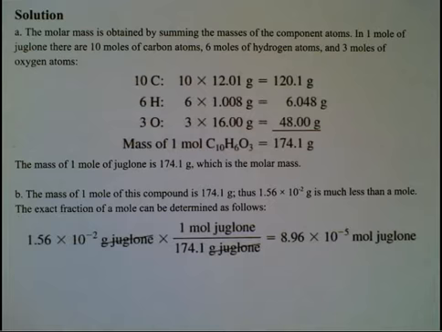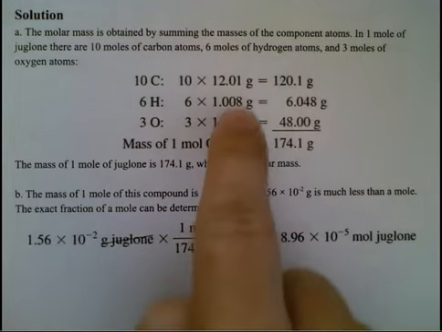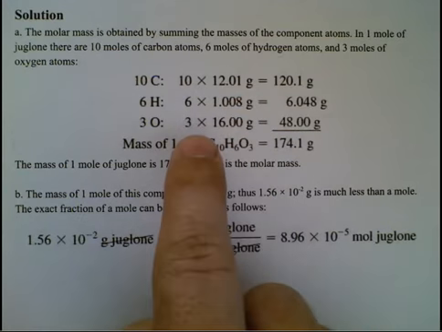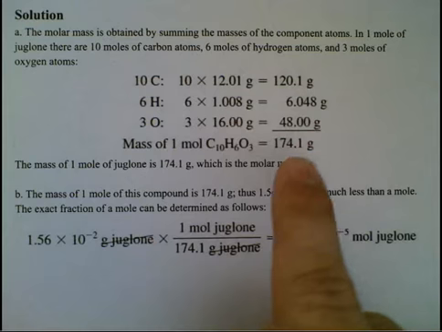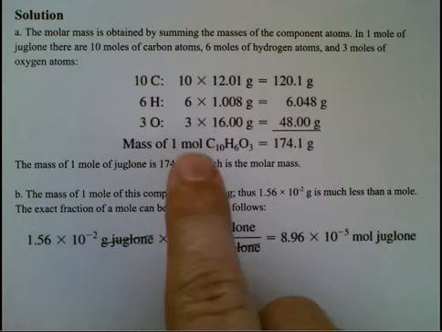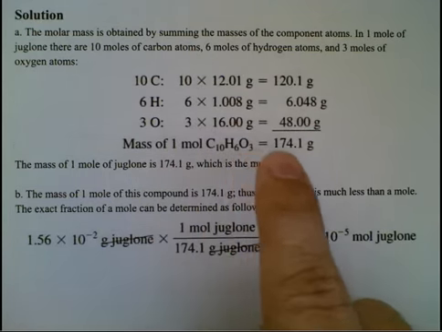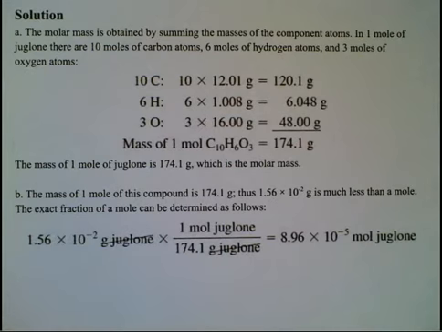In 1 mole of juglone, there are 10 moles of carbon atoms, 6 moles of hydrogen atoms, and 3 moles of oxygen atoms. So simply using the molar masses from the periodic table, taking into account how many of those atoms I have, and adding all those masses together, I can calculate the mass of 1 mole of C10H6O3 to be 174.1 grams.